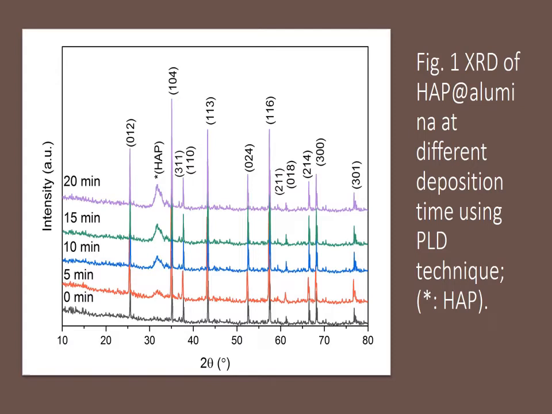This figure shows the phase identification using XRD for the deposition of hydroxyapatite on the alumina substrate. For the undeposited composition, the alumina takes the crystal structure of alpha alumina, crystallized in the hexagonal system with R-3C, according to the ICDD card number 46/1212.